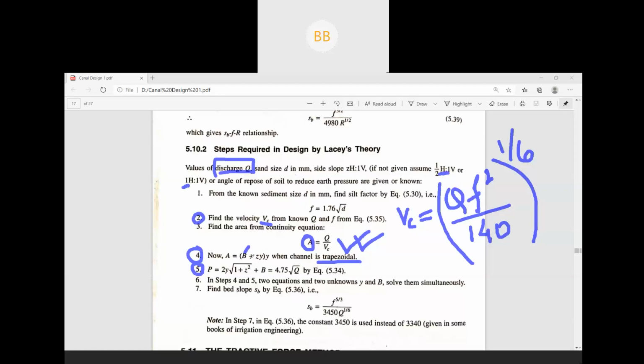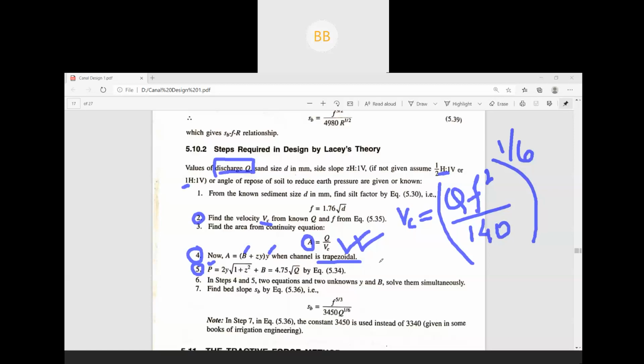One is the width of the channel and one is your y value. So definitely with a single equation we cannot find two unknowns. We need at least two equations to find two unknowns. So that is why in the next step again we are going to consider the wetted perimeter equation of a trapezoidal channel, that is equal to 2y root over 1 plus z square plus b.